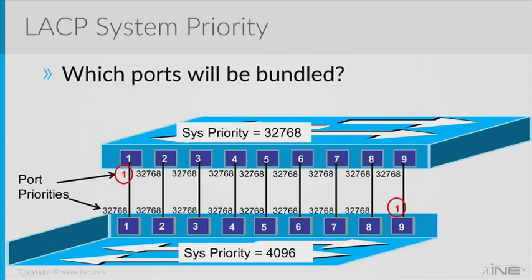So, which ports will get bundled? Well, remember, think about how spanning tree did it, right? With spanning tree, you had the sending port ID, and that sending port ID was composed of 2 pieces of information.